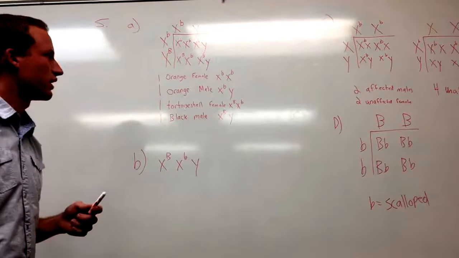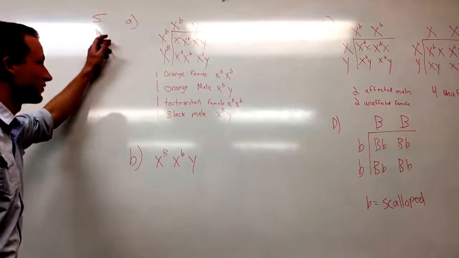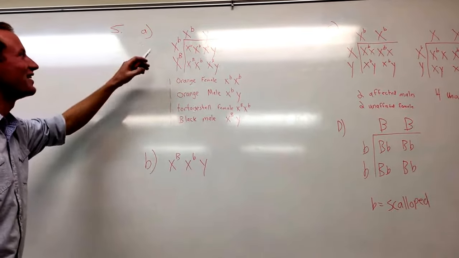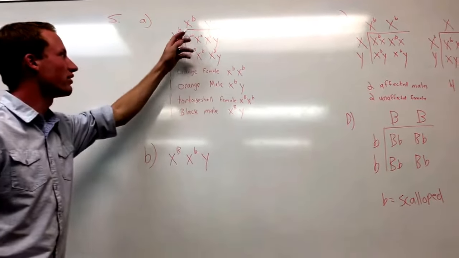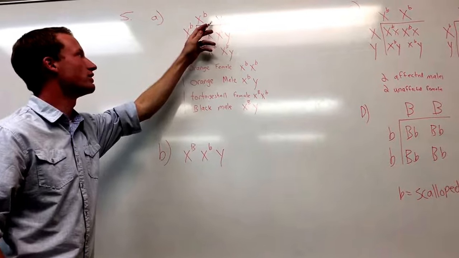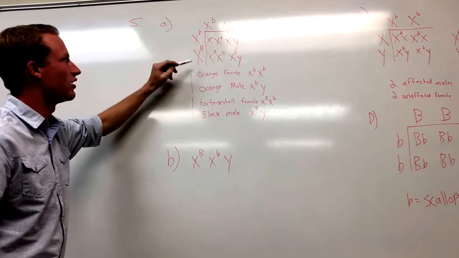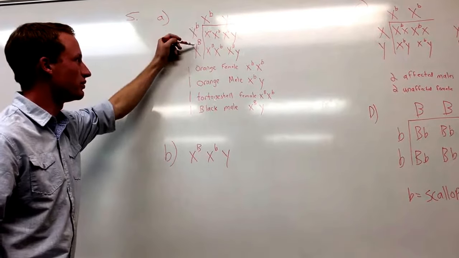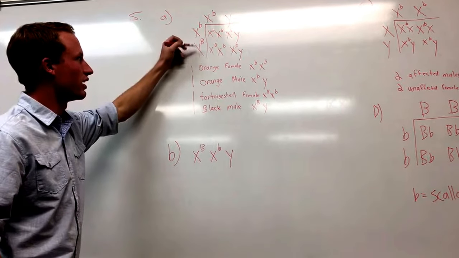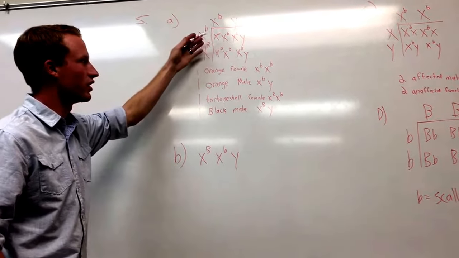Okay, so for number 5, part A, it's asking what happens if you cross a male orange cat to a female tortoiseshell cat, and these big B's and little b's are marking the X-linked trait of coat color.